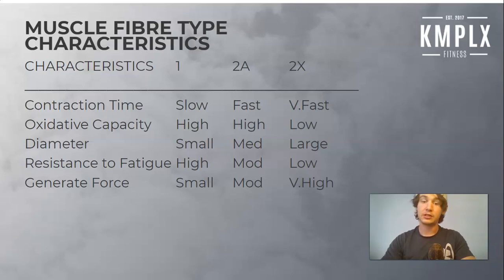So if you look at yourself and you say, okay, my contraction time, I'll do it for me, is it slow, fast, or very fast? It's fast. It's not very fast. Oxidative capacity, high, high, low. I would say mine is quite high. Distance events I do quite well at. So again, I'd say high on that. Diameter, small, medium, large. It's kind of hard to know without cutting myself open.